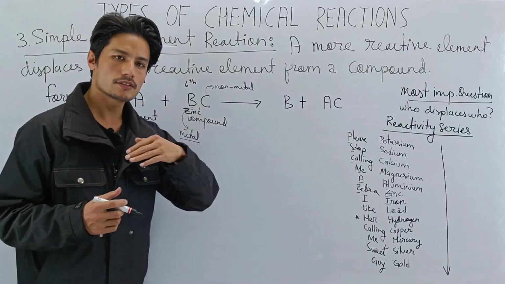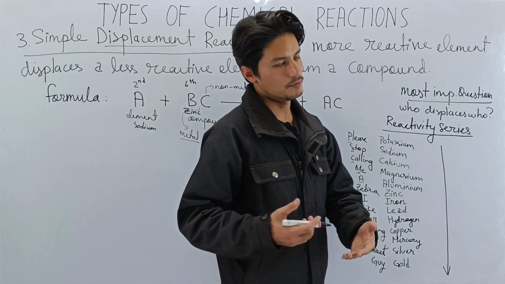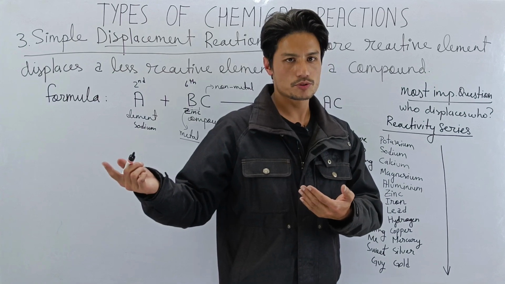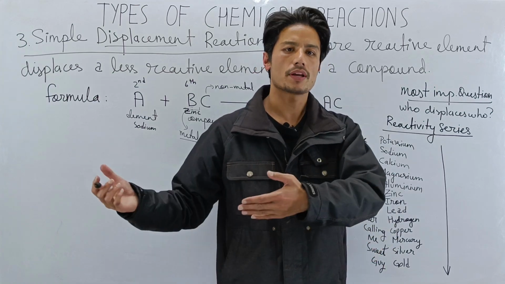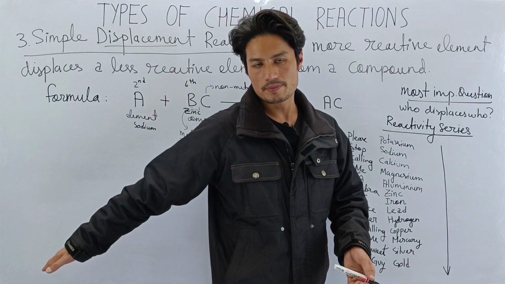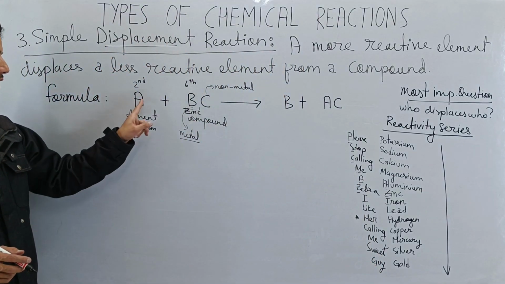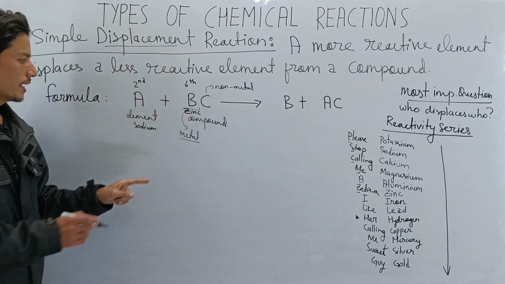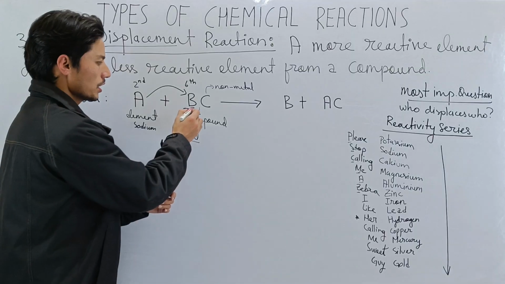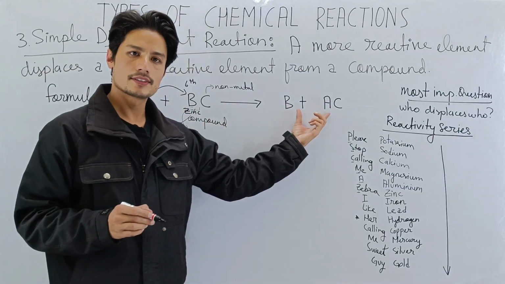I'll tell B, come out. I'll form a bond with C. Now B has to go, because B will look at me and realize that this is the second most reactive element. So he has to go away. Where will B go? B will go to the place vacated by me. Understood? This is how a displacement reaction works. So A, being more reactive than B, gets to displace B. B goes away and takes the place vacated by A. That's what has happened here.